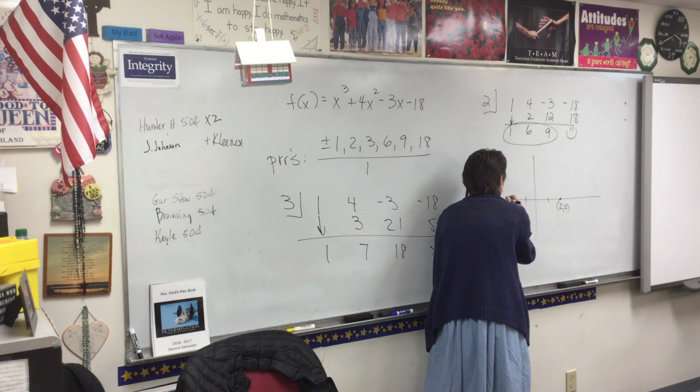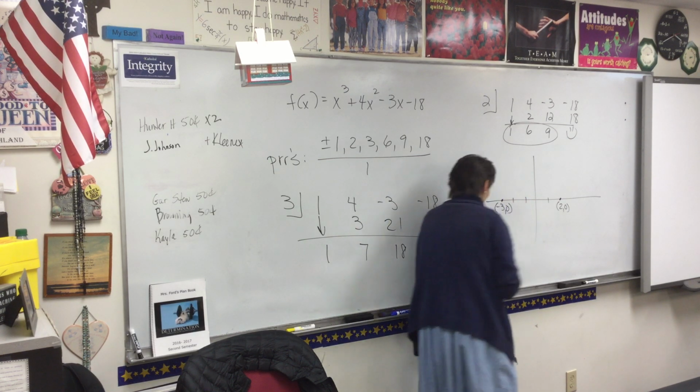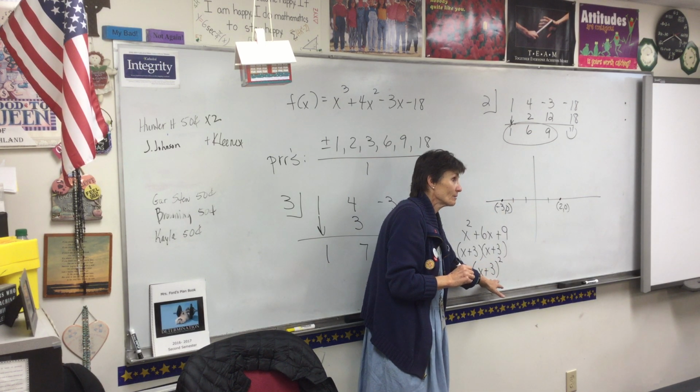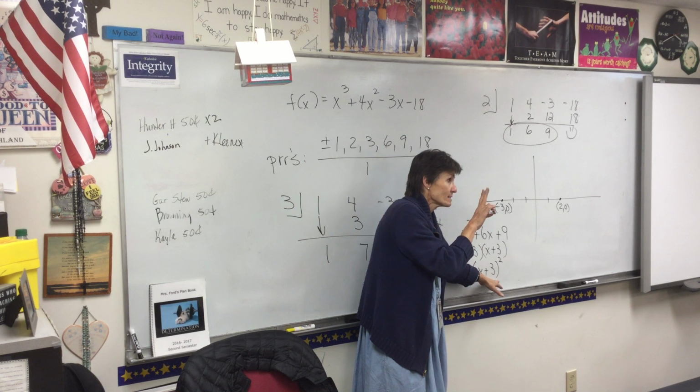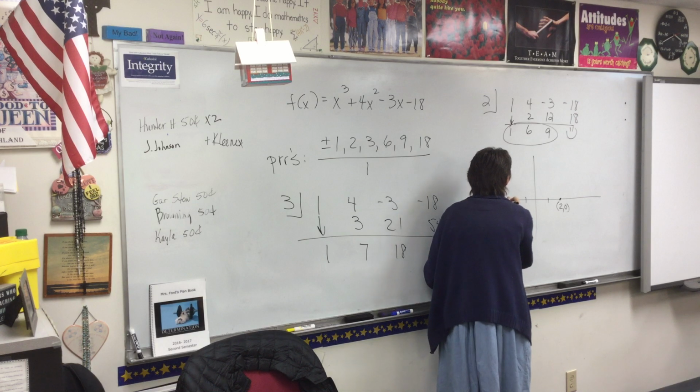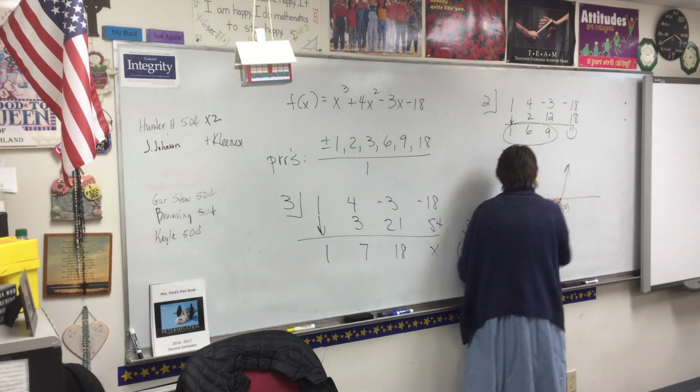And the dot's going to go at -3, but there are graphical implications of that, right? That's going to impact my graph because I had that factor twice. It's going to bounce. So it's coming in from the bottom, it's going to bounce and head up just like that.